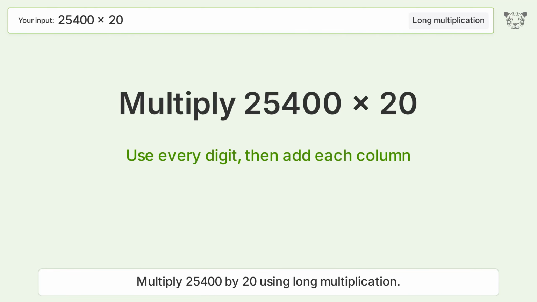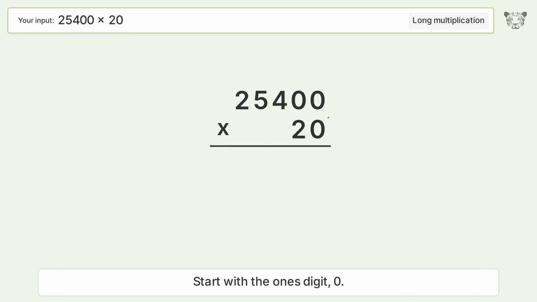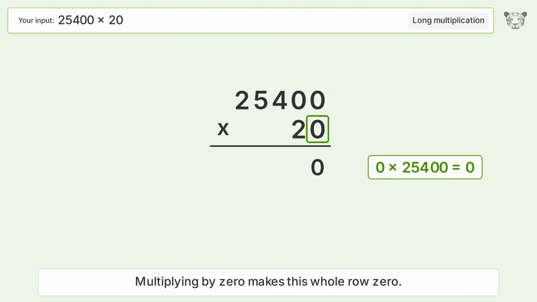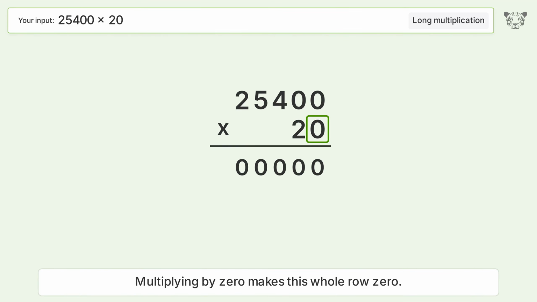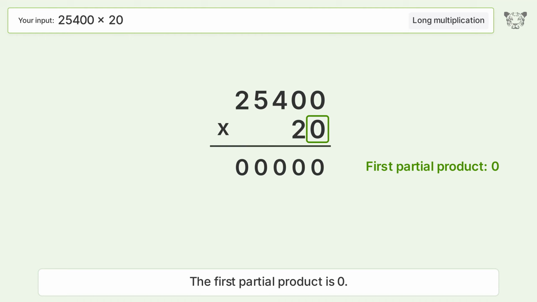Multiply 25,400 by 20 using long multiplication. Start with the ones digit, 0. Multiplying by 0 makes this whole row 0. The first partial product is 0.